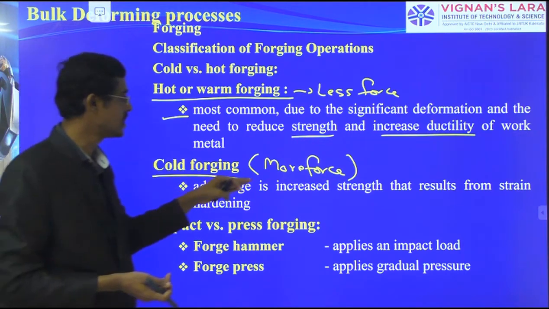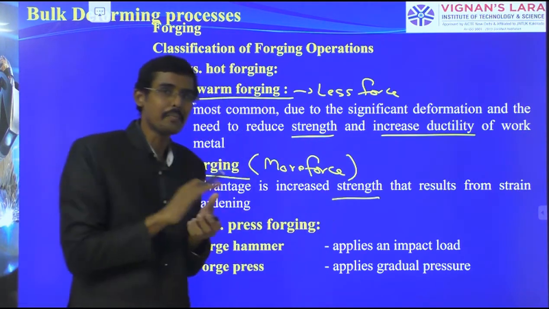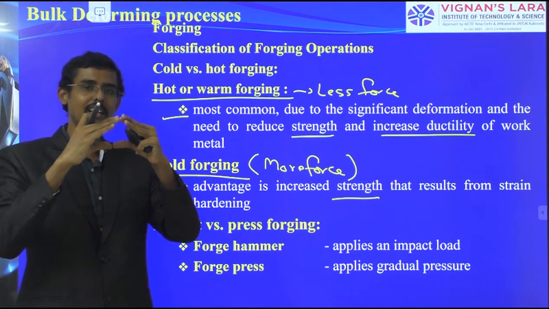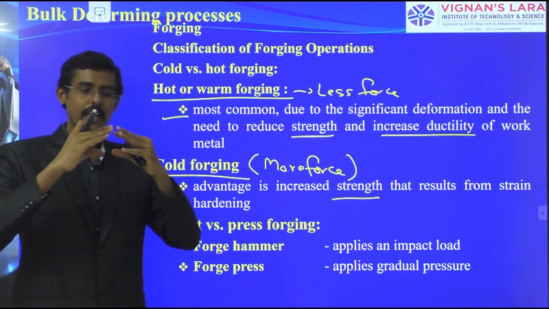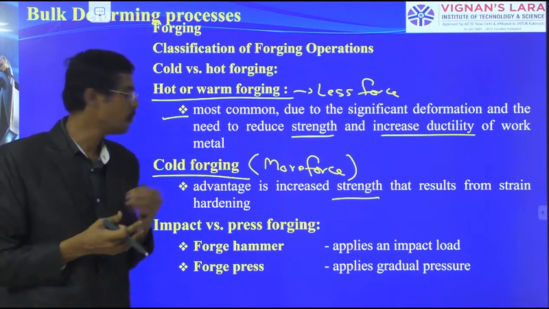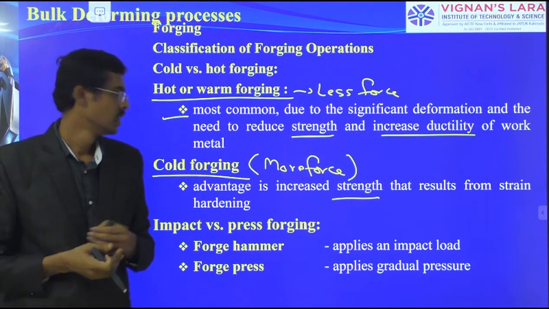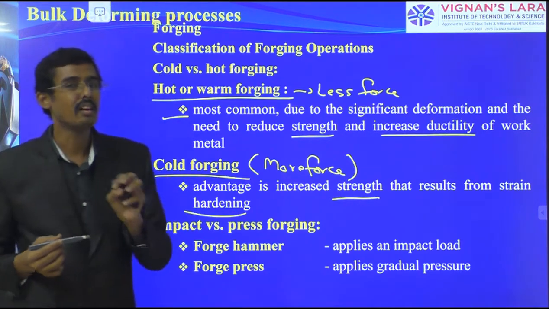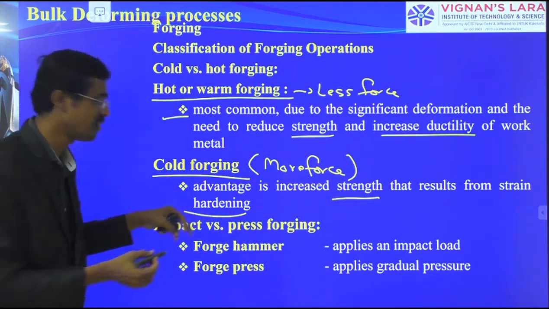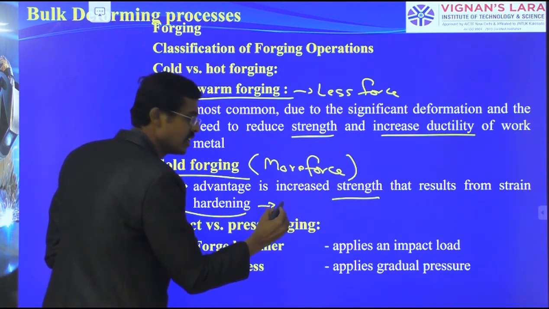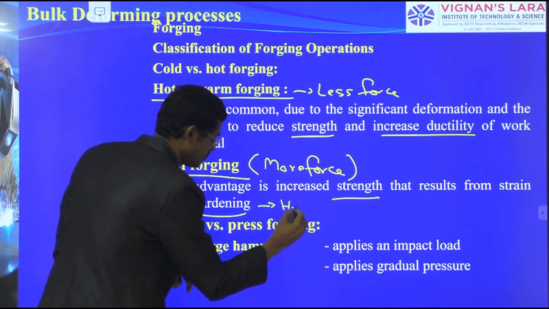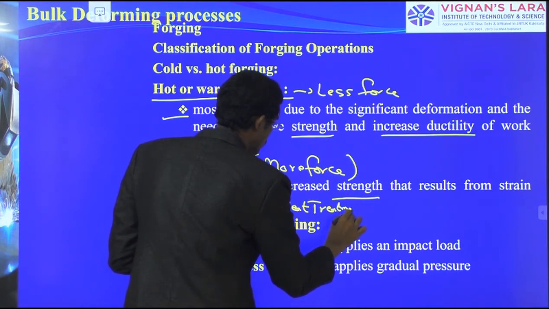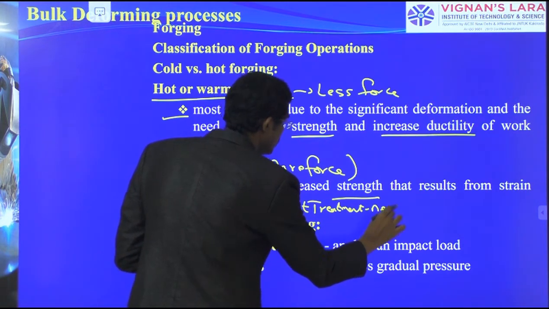Cold working has the advantage of increasing the strength, because we are compressing. In cold working, volume is not changed, and all the grains are compressed. If the grains are compressed, they are tightly bonded, so obviously we are going to get strength. Therefore, increasing strength results in strain hardening operations also. Therefore, here we need heat treatment.